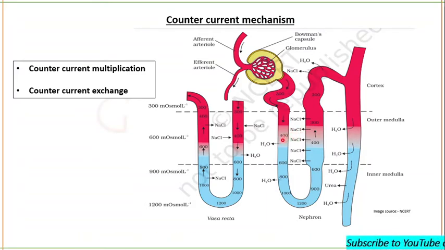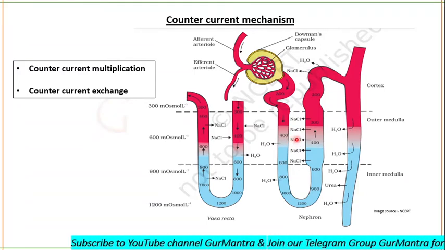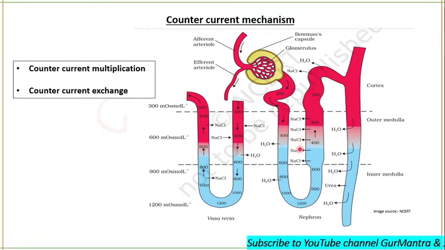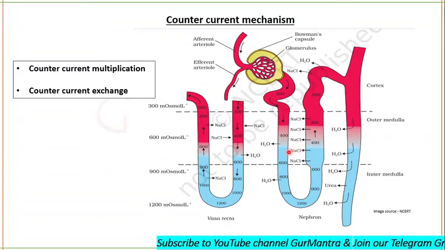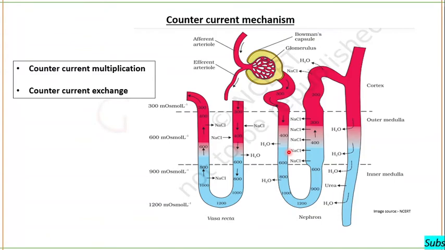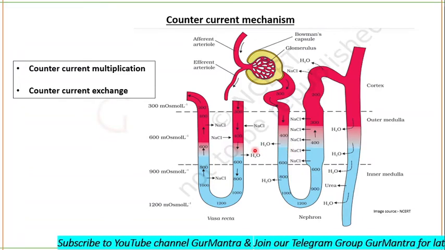Since the countercurrent flow through the ascending and descending limbs of the long loop of Henle establishes an osmotic gradient in the renal medulla, the loop of Henle is said to function as a countercurrent multiplier. The kidney uses this osmotic gradient to excrete concentrated urine. The other one is the countercurrent exchanger.